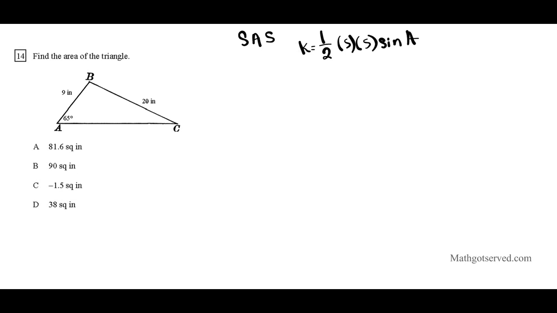SAS. What do we have here? Let's see. We have S, S, A. SSA. This is no good. We cannot use this formula in this situation. In order to apply this formula, we need an angle between the two sides. So if I can find this angle right here, then I will have SAS using these two sides.